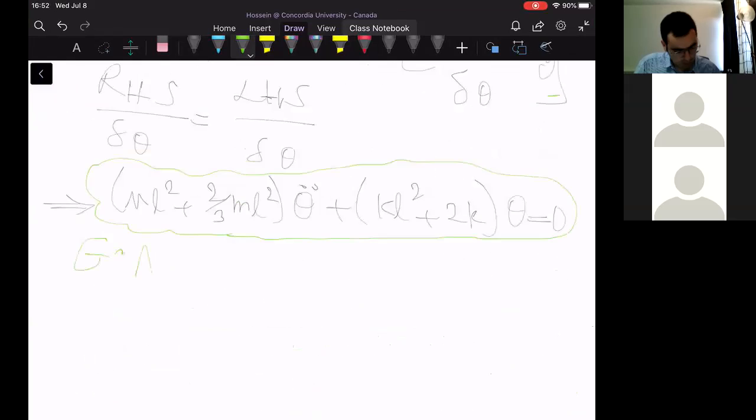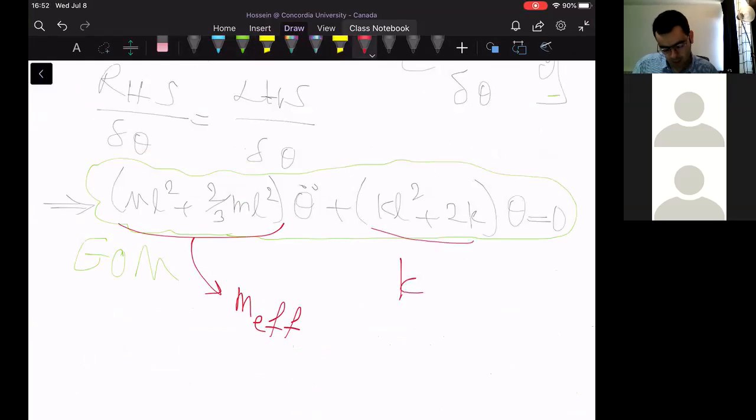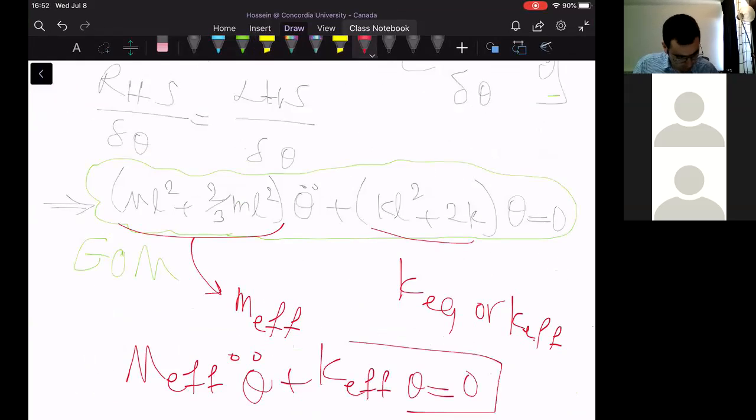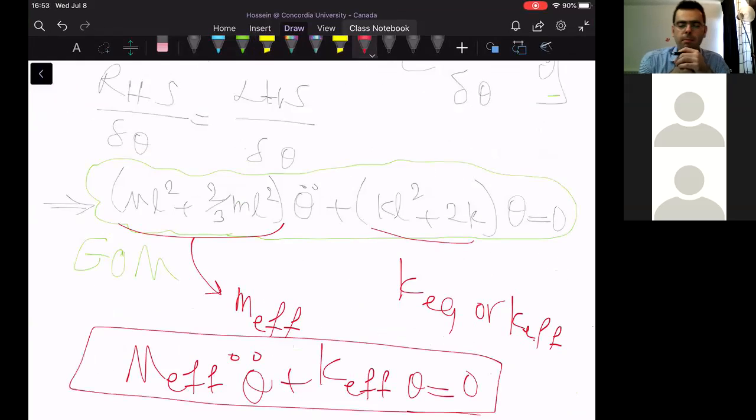Equation of motion. So you could call this term the effective mass, or equivalent mass, and this is the equivalent or effective stiffness. So effective mass theta double dot plus effective stiffness theta is equal to 0. This is how we basically obtain equation of motion using principle of virtual work.